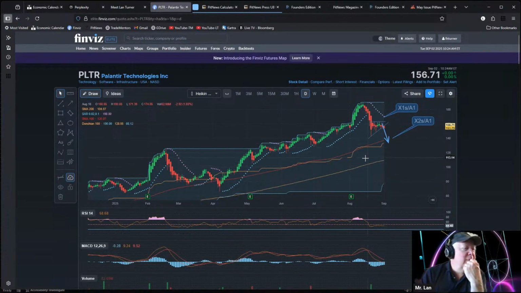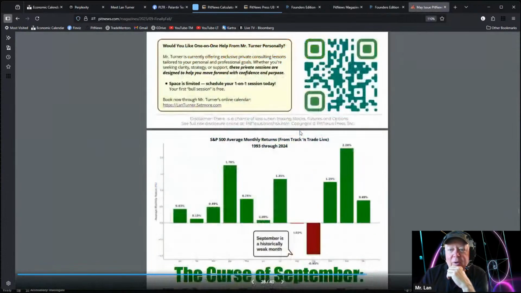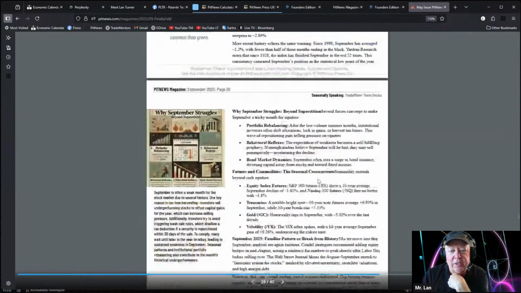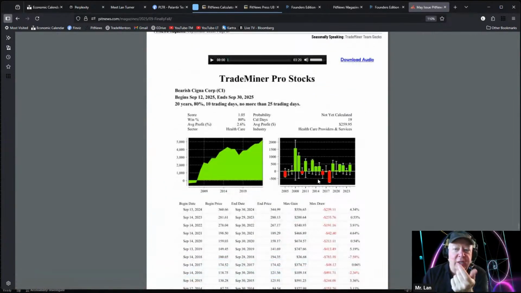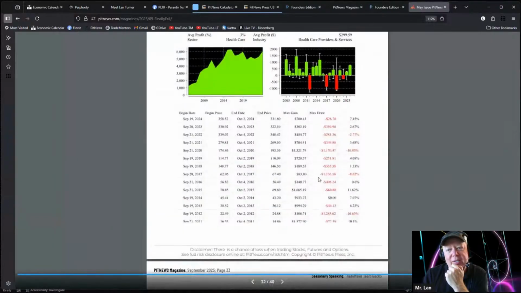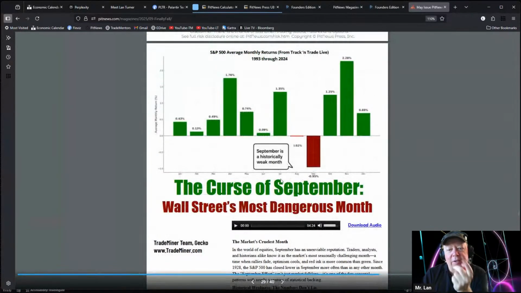The month of September, we talked about this last week, is the most miserable month of them all. If you come into Pitt News Magazine and slide down, we got a whole article, The Curse of September, Wall Street's most dangerous month. September is historically a very weak month. Here's a nice article about it and some trading opportunities to take advantage of that if you're interested. That's what we're talking about, the curse of September.